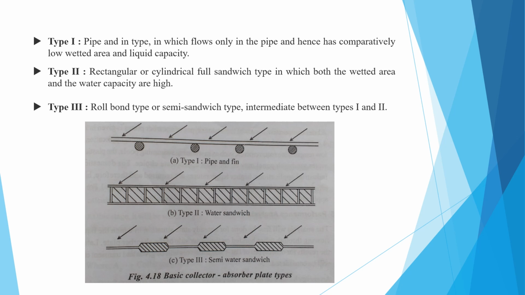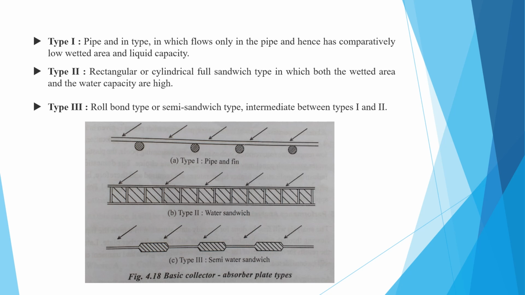Type 1 is the pipe and fin type, in which liquid flows only in the pipe and hence has a low wetted area and low liquid capacity. In type 2, it is a rectangular or cylindrical full sandwich type. You can see here in the diagram, in which both the wetted area and water capacity are high. In type 3, roll bond type or semi sandwich type, it is intermediate between type 1 and type 2.